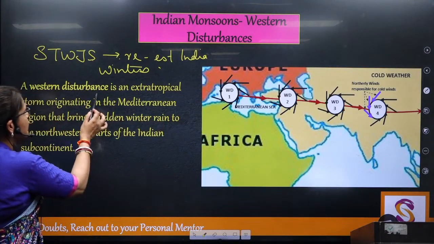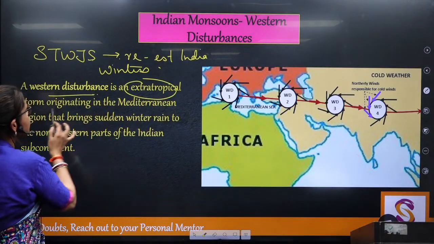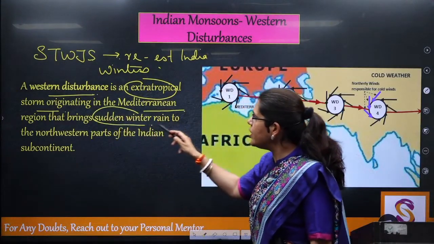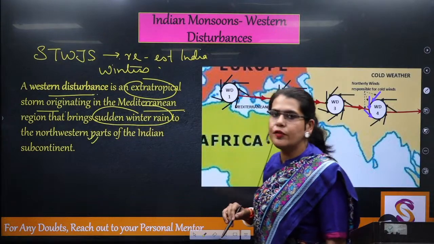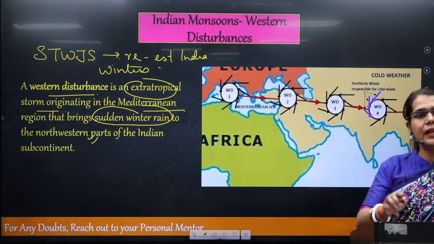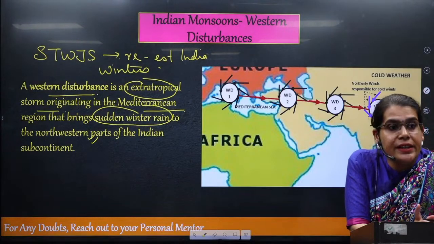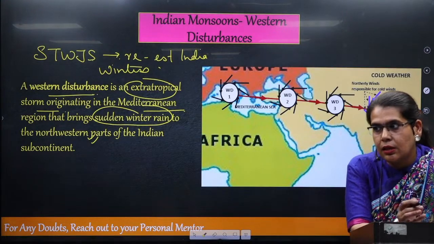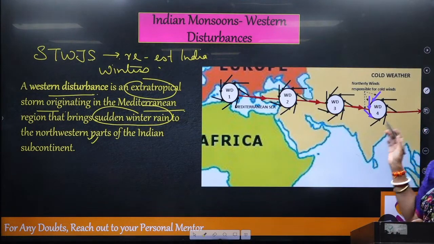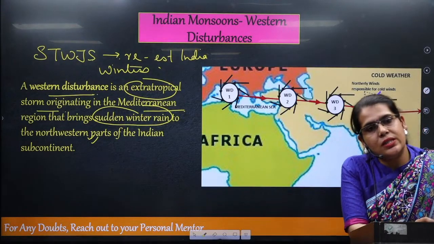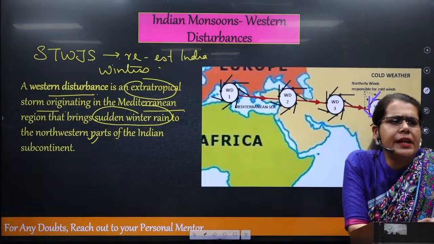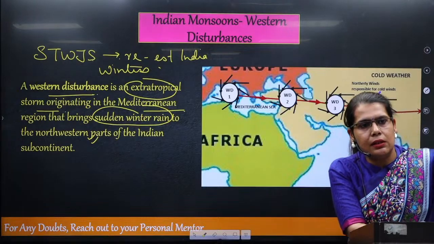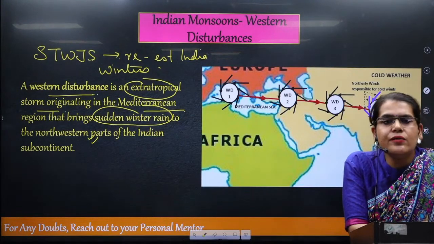So what is a western disturbance? It is an extratropical cyclone originating in the Mediterranean region that brings a sudden winter rainfall in the northwestern parts of the Indian subcontinent. So yesterday we read a PYQ where it was written that the winter rainfall is because of westerlies. Now is it clear? Is it because of westerlies or not? Yes, because this is the subtropical westerly jet stream. Okay, so it's simple, completely clear now. So this is the third type of rainfall, but an intermittent one, which can happen because of the subtropical westerly jet stream, which carries the extratropical cyclones. So that is called the western disturbance.